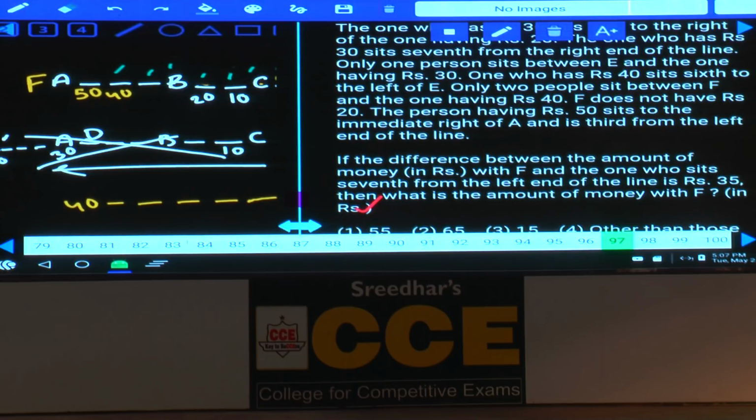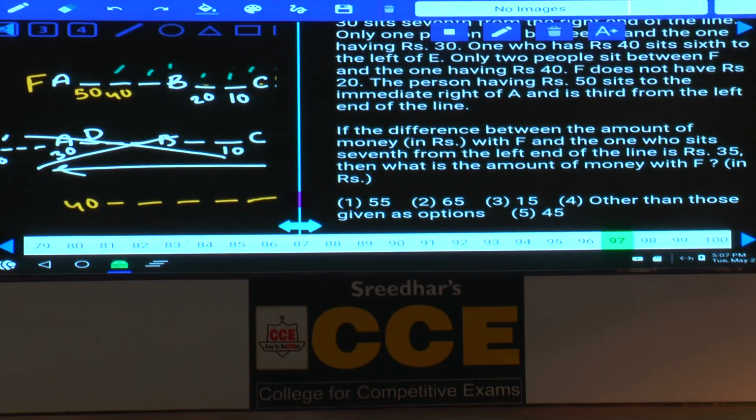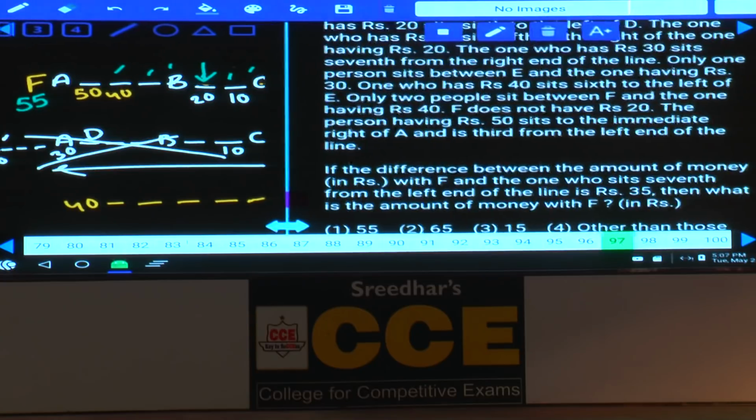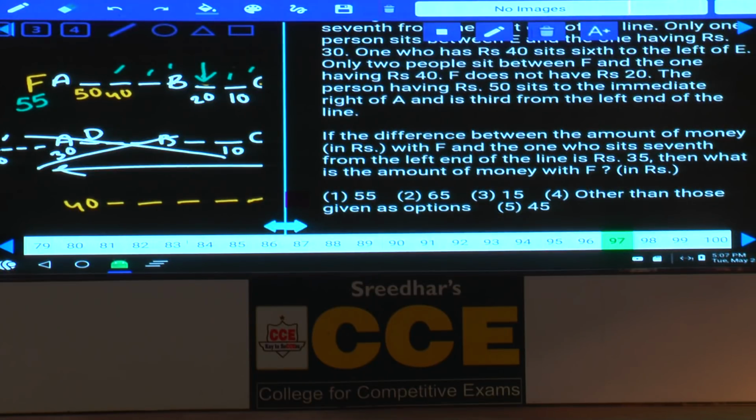Then 97. Now, the difference between the amount of money in rupees with F and the one who sits 7th from the left hand of the line is 35. Tell me who is that person: 4, 5, 6, 7, that is this person. F and this person, the difference is 35. If the difference is 35 and this H should have 50, and this person is having 20, then F should consist of 55.